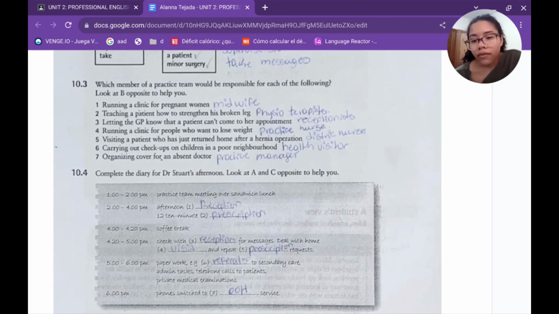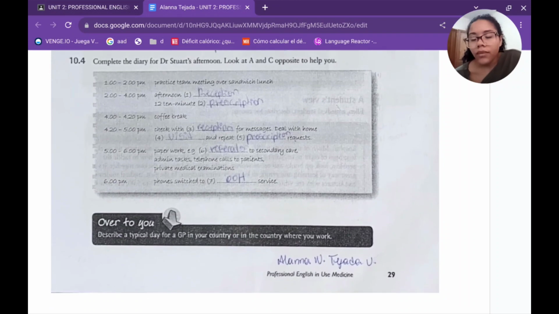Complete the diary for Dr. Stewart's afternoon. Look at A and C opposite to help you. 1 to 2 p.m. Practice team meeting over sandwich lunch. 2 to 4 p.m. Afternoon reception, 10-minute appointments. 4 to 4:20 p.m. Coffee break.